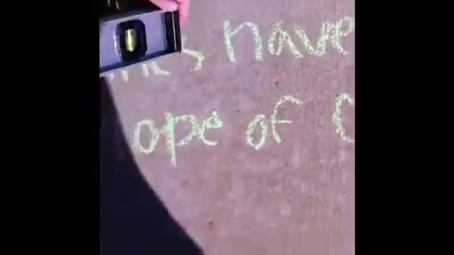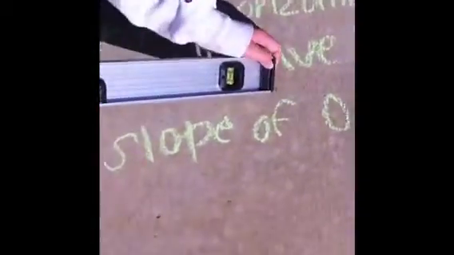P.S. All horizontal lines have the slope of 0. If it isn't 0, it is not a horizontal line.